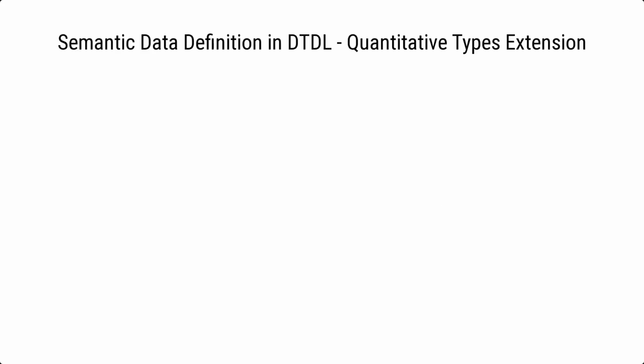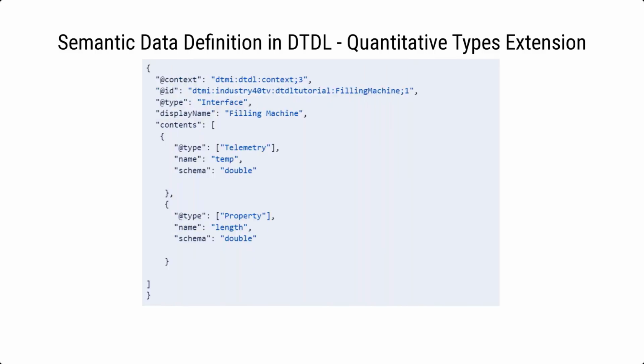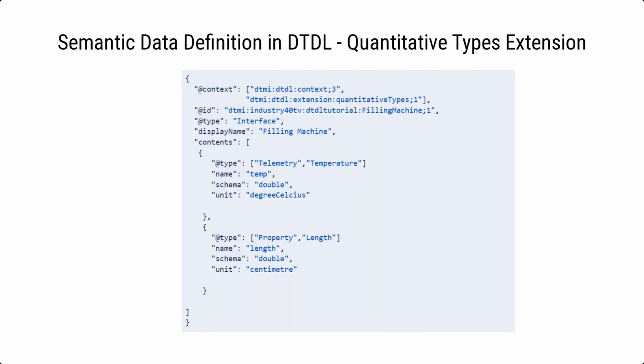Now, in most digital modeling cases, there is a need to represent not only the data of a property or telemetry element, but also the semantics of it. For example, the measuring units. To express a value with a unit, you use what are called semantic types. Consider the following filling machine model interface with temp and length element. To give the elements additional capabilities, you need to use feature extensions. Specifically, to enable semantic types and unit types in DTDL version 3, you need to add the quantitative types context specifier to extend the context of your interface, resulting in an interface that looks like this.